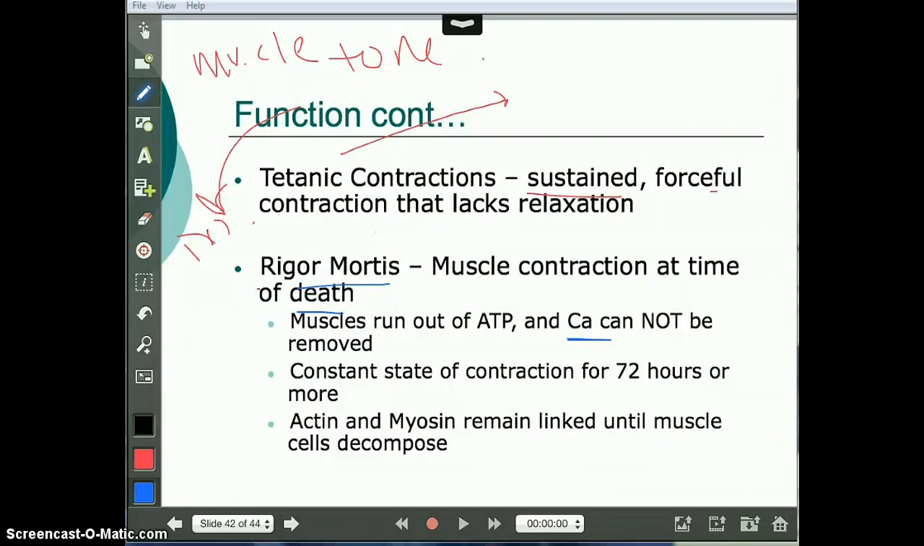All right, so in finalizing, what's going to happen is that linkage is going to stay together, and the only way you can break that linkage is up to about 72 hours later. The actin and myosin, those two filaments here, will actually start to decompose, and then you can start to move them around.